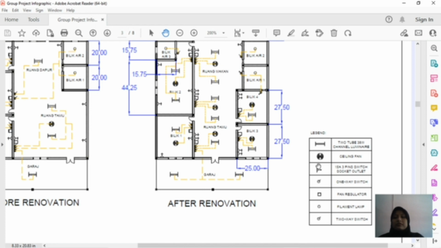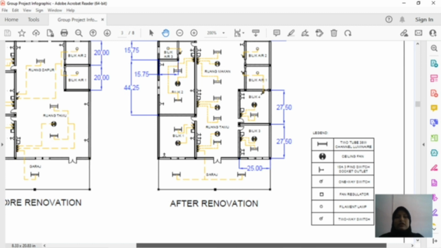floor plan. So, we have 1, 2, 3, 4, 5, 6, 7 symbols in the legend, which is first, 2 tube 38 watt channel luminaire. Second, ceiling fan. Third, 15 amp 3 pin switch socket outlet. Fourth, one-way switch. Next, fan regulator, filament lamp, and lastly, two-way switch.